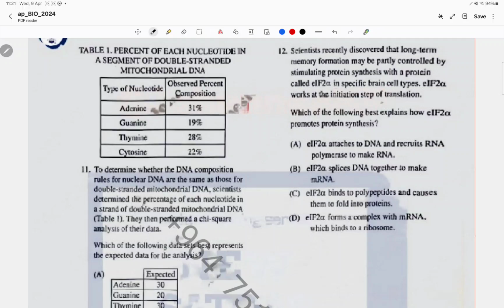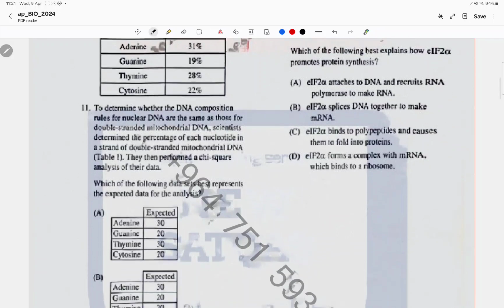So in here, we see that it talks about DNA composition for nuclear DNA. And they want to see if the composition rules for nuclear DNA are the same as those for double-strand mitochondrial DNA. Scientists determine the percentage of each nucleotide in a strand of double-strand mitochondrial DNA. Okay. Which of the following data sets best represents the expected data of the analysis?